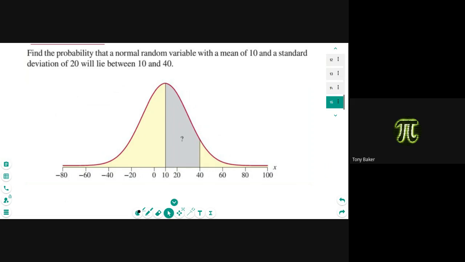So find the probability that a normal random variable with a mean of 10 and a standard deviation of 20 will lie between 10 and 40. So right now, you can't go to your table and look up 10 and 40. We don't have those. We need to standardize that information, and that's where we use the z-score. So I need to find the z-score for 10 and 40.